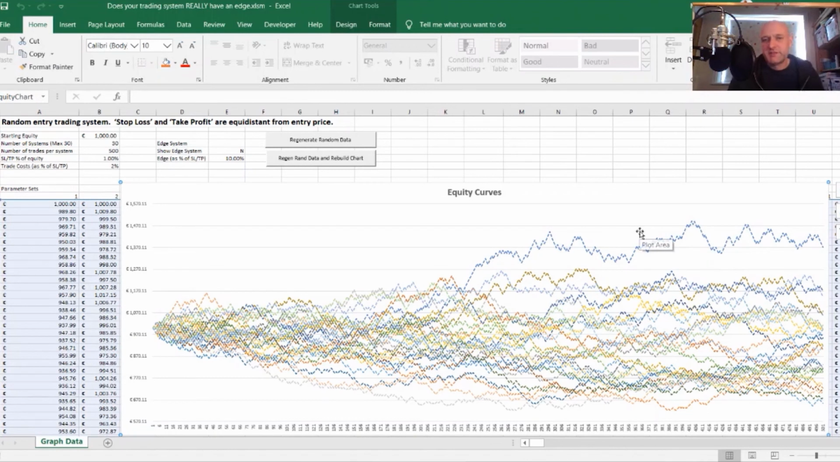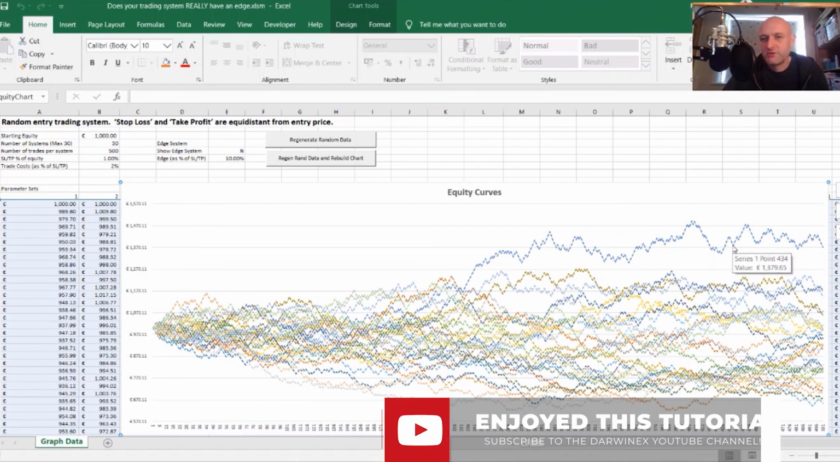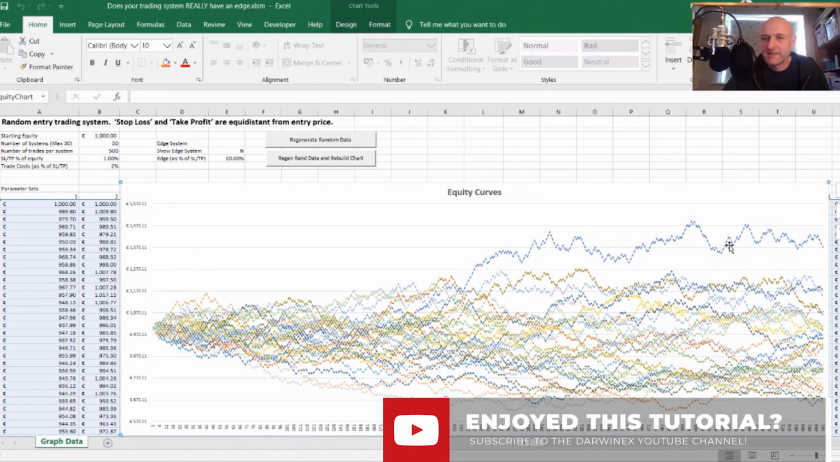So hopefully you're starting to see what the issue is here. And that is that when we do an optimization, how do we know if the results we're getting are because of an edge that the system we've developed has? And how do we know if they're just pure random chance? Because the thing is, if we are choosing a system here that doesn't have an edge, then as soon as we put this live, it's as likely to lose money as it is to gain money.